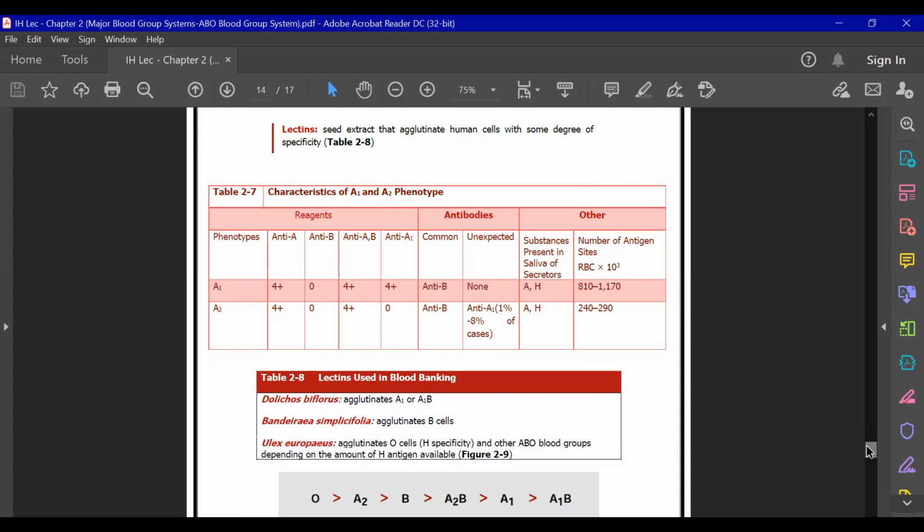Okay, let's have this table. We have your phenotypes A1 and A2. When individuals are tested with these particular reagents or anti-sera, your A1 phenotype red cells have both your A and A1 antigen. Right? While for your A2 phenotype red cells, they only contain your A antigen. Right?